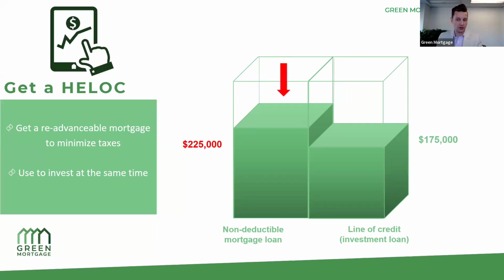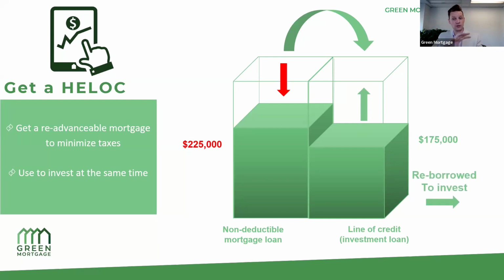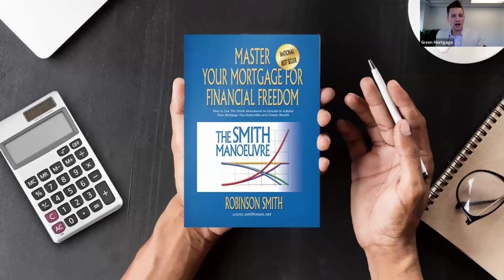So paying down that mortgage slowly starts to go over to the line of credit and increases the line of credit limit. And then what you're doing is you're reborrowing against that line of credit to invest. And whenever you borrow money to invest, the interest portion of the payments is tax deductible. So this is something that has been called the Smith maneuver.